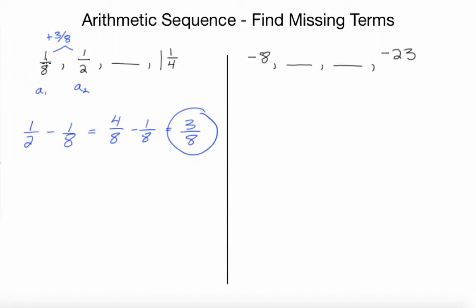What that means is my pattern in this arithmetic sequence is to add 3/8. So if I go from 1/8 plus 3/8, that gets me to 1/2. If I take 1/2 and add 3/8, that should get me to my missing term. And as a check, we'll take the missing term that we found and add 3/8 and see if it truly does get us to 1 1/4. Okay, so let's find our missing term. Let's take 1/2. The pattern is to add 3/8, so we're going to add 3/8 to it.